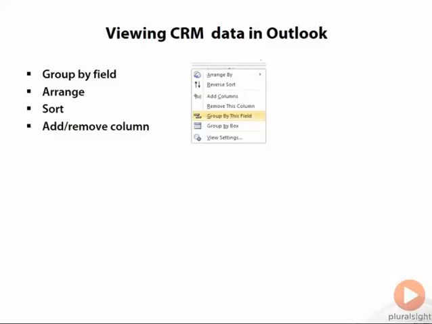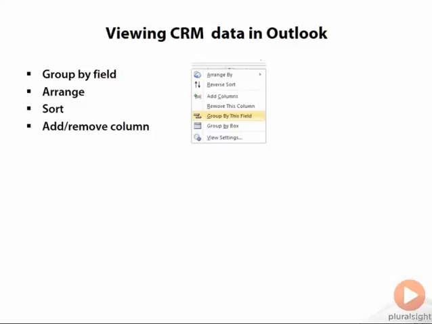Viewing the data in Outlook, you have a few different options. You can choose different sorting and grouping and add and remove columns. And this is handled at the user level in Outlook. So a user doesn't necessarily have to have CRM admin privileges to tweak their experience in Outlook. So these options allow users to have CRM data in Outlook presented in the most valuable way for them.